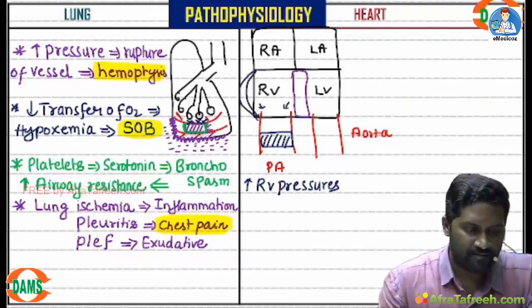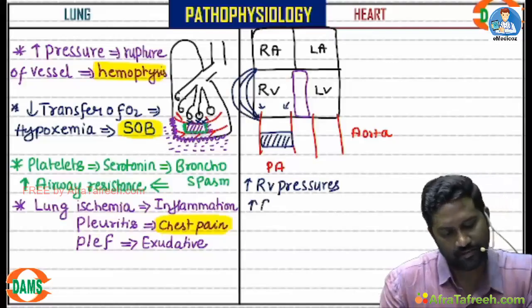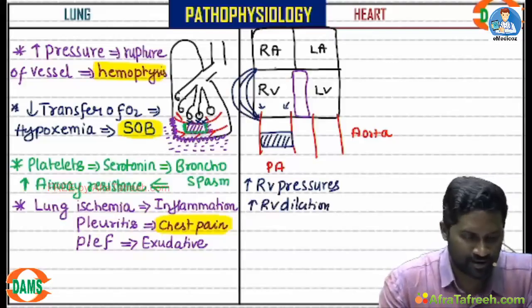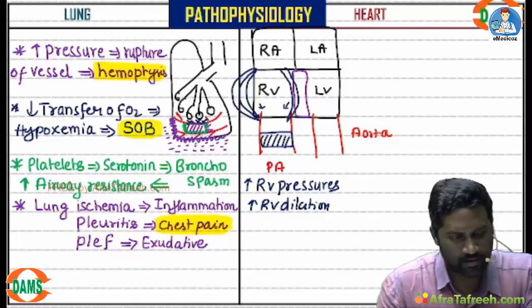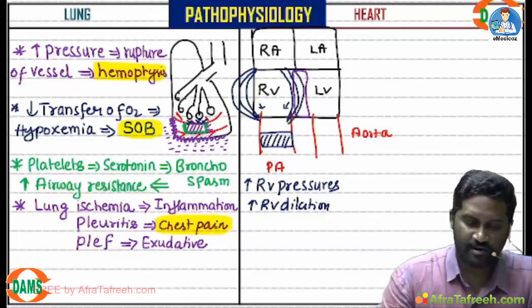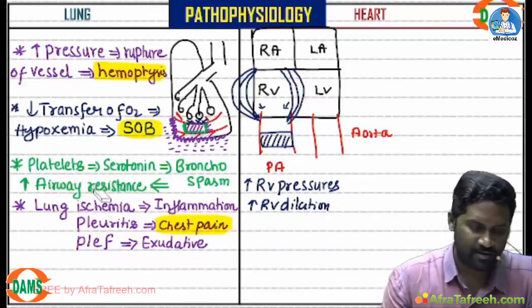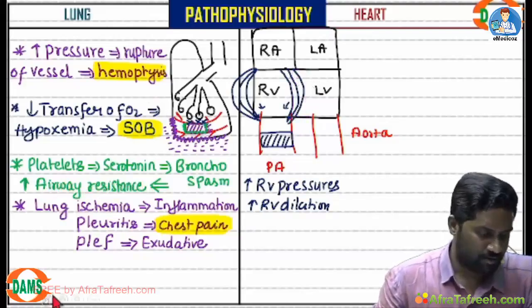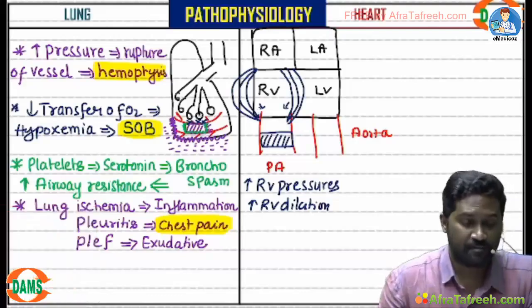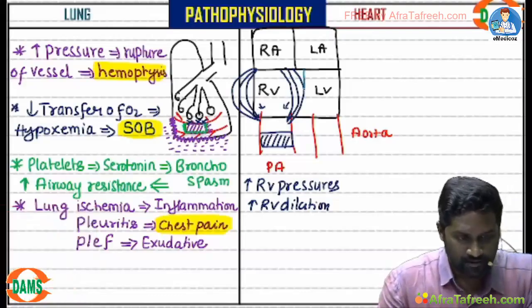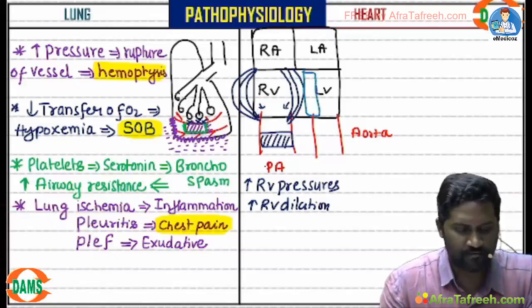Now your right ventricle will not only dilate sidewards, it will also dilate medially. So whenever your right ventricle is dilating medially, previously what was present in the center? The interventricular septum. Now the interventricular septum will be pushed more into the left ventricle.